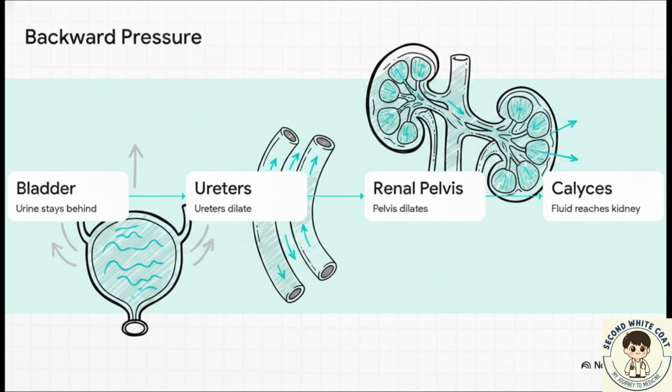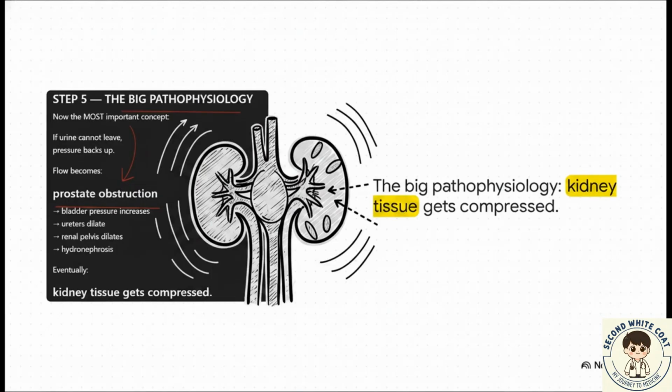When urine cannot fully empty, all that force has to go somewhere, right? The back pressure logically forces urine backward in this exact sequential anatomical pathway, starting from the bladder, creeping up the ureters, into the renal pelvis, and finally into the delicate calyces of the kidney itself. And here is the ultimate consequence of this backup.